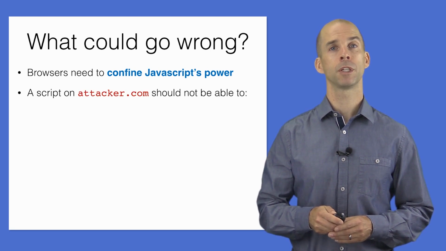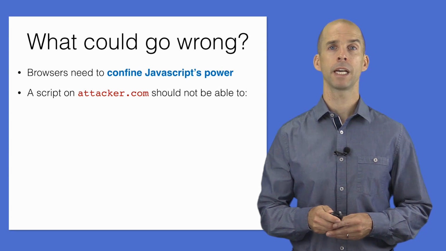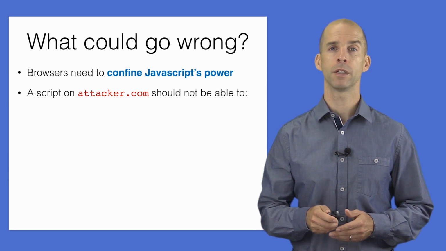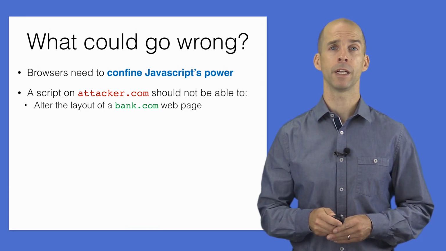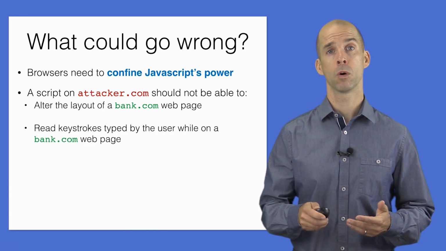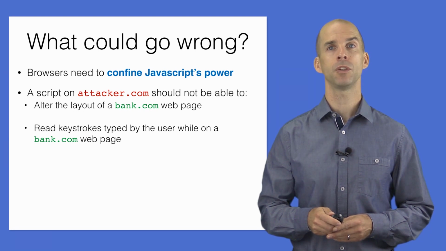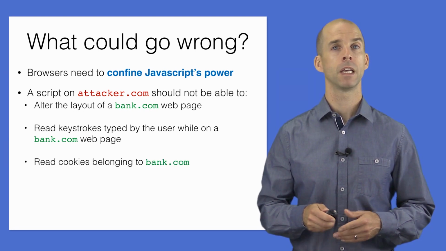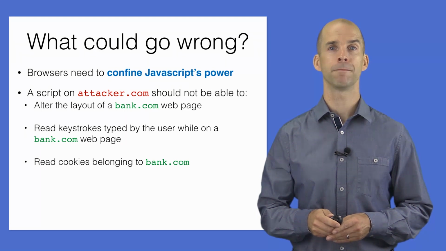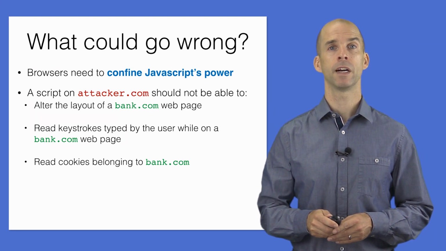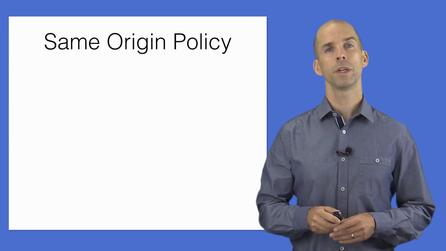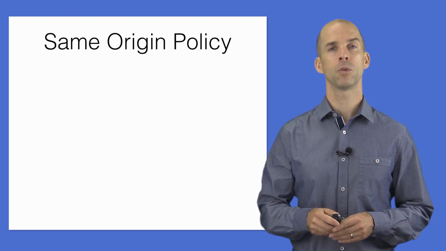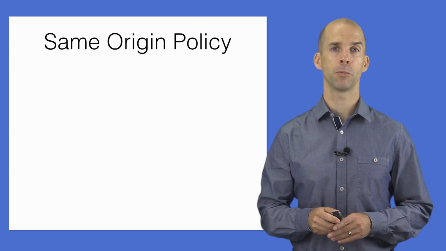Since JavaScript programs can read cookies, then without security protection, a script from attacker.com could run and alter the layout of bank.com's website, which, say, could be running in another browser window. Or it could intercept keystroke events to sniff the user's password to bank.com. It could read cookies stored by bank.com. If cookies include session identifiers, then the attacker.com script could issue web requests as if they were from the authenticated user. To avoid these problems, browsers implement the so-called Same Origin Policy, or SOP.